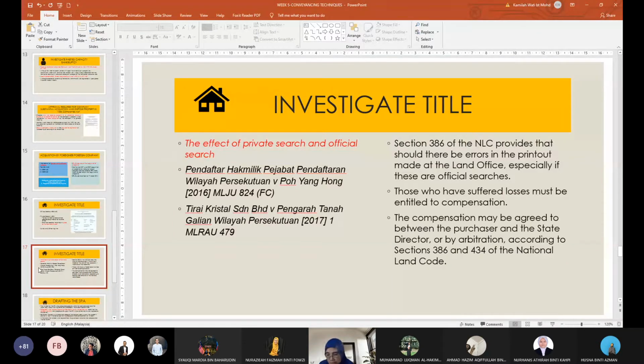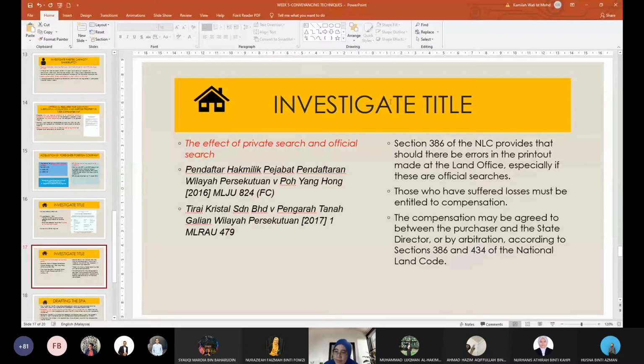So the purchaser in this case actually had sued the land office because it failed to provide a complete or a correct data of the title. The land office's argument is that in this case they are not liable for the result of the private search. They are only liable for the result of the official search. Because at the beginning, they did a private search.